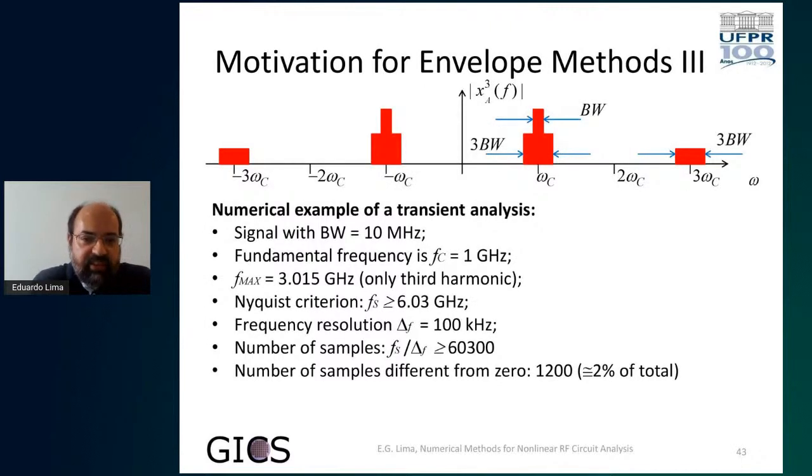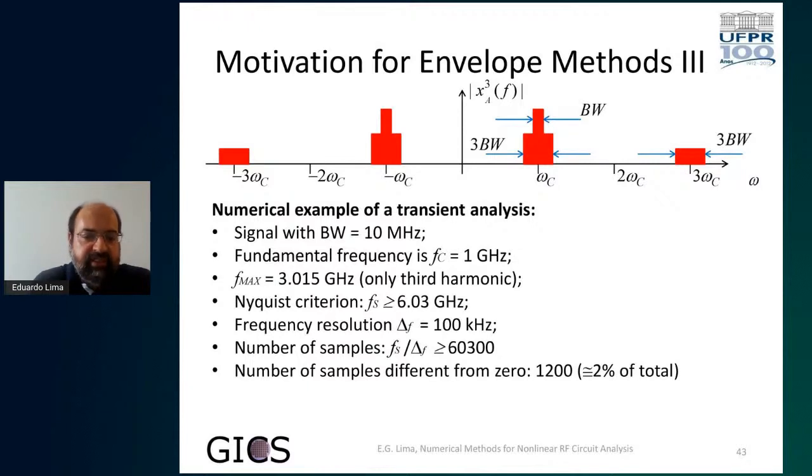In this slide, a numerical example is shown to illustrate that the transient analysis is not efficient to perform an envelope analysis. In this case, a signal with a bandwidth BW of 10 megahertz is used. The fundamental frequency or carrier frequency is assumed equal to 1 gigahertz. It is also assumed that the maximum frequency is 3.015 gigahertz. In other words, it assumes the presence of only third order harmonics.